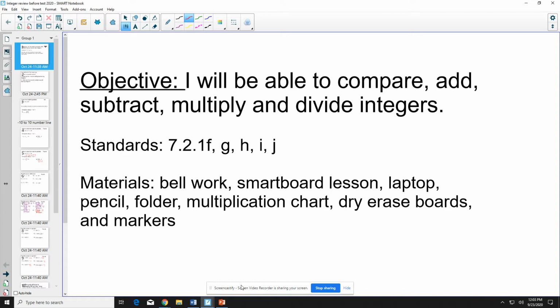Today we're going to review for our test tomorrow. So tomorrow we have a test over adding, subtracting, multiplying, and dividing integers. And we're also going to compare integers. So you need your notebook out. Okay. And let's call this integer review in your notebook. So integer review.